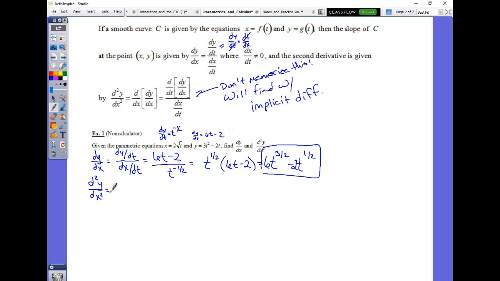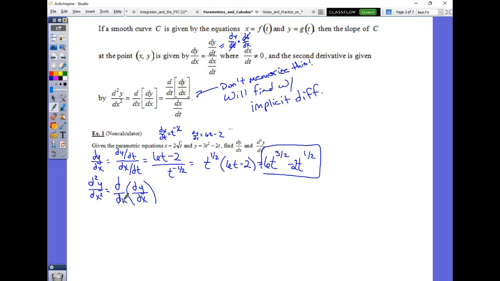You do what? You take the derivative of what? Which derivative? I've got 3 derivatives. I take the derivative of dy/dx with respect to, if I do it with respect to t, is that going to give me a second derivative of y with respect to x? No. If I want the second derivative of y with respect to x, I need to take the derivative of dy/dx with respect to x. Agreed?